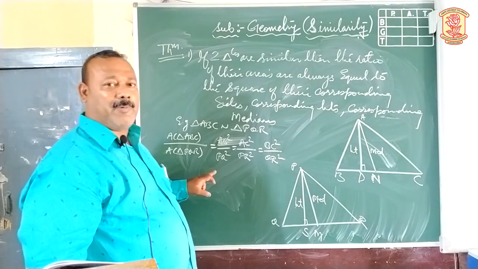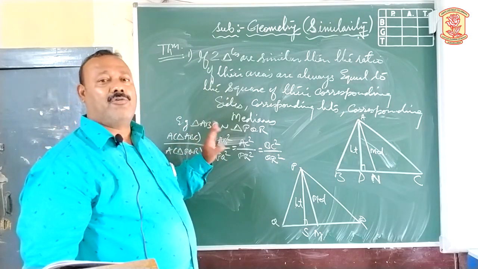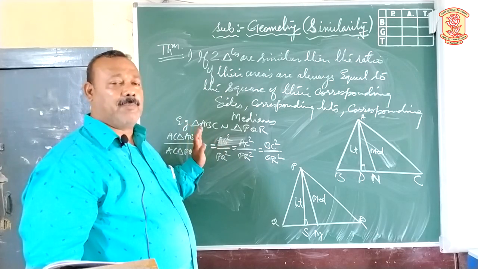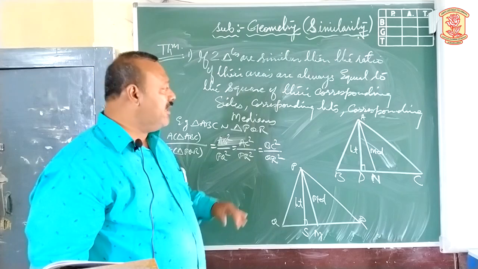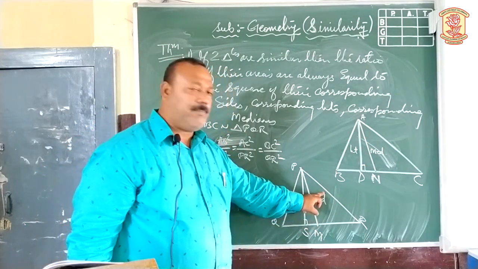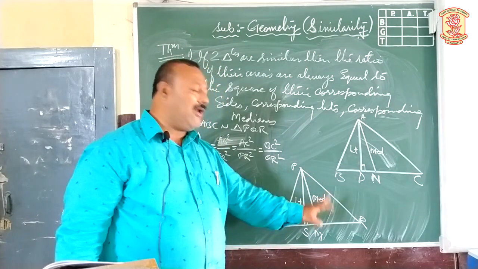This is the first property of areas of two similar triangles. Whenever two triangles are similar, their areas are proportional to the square of the corresponding sides. It can be AB upon PQ, it can be AC upon PR, it can be BC upon QR.